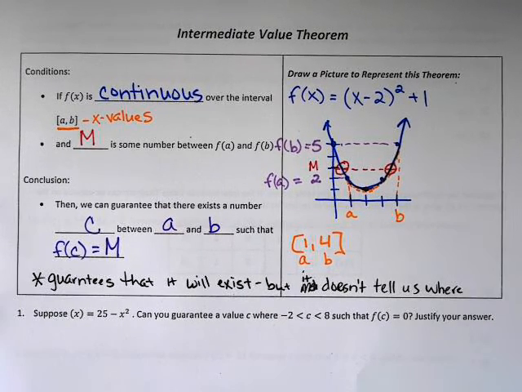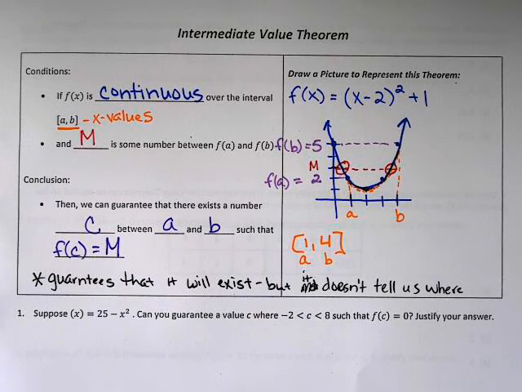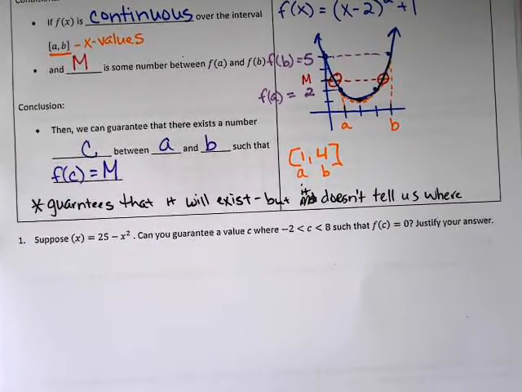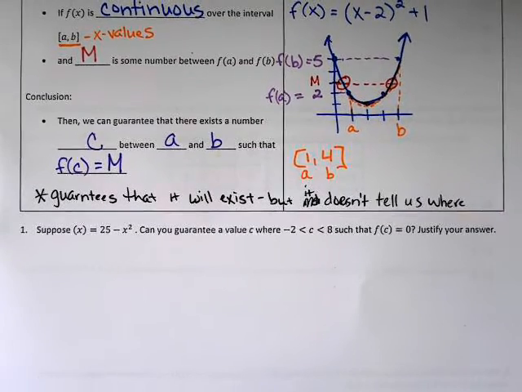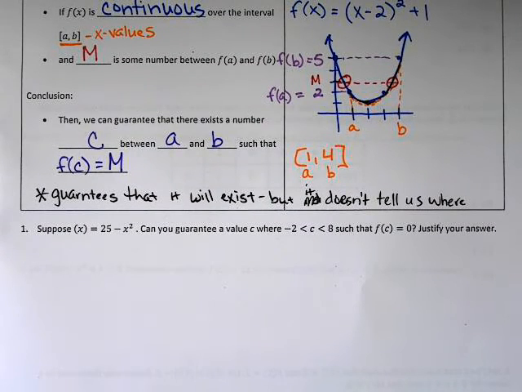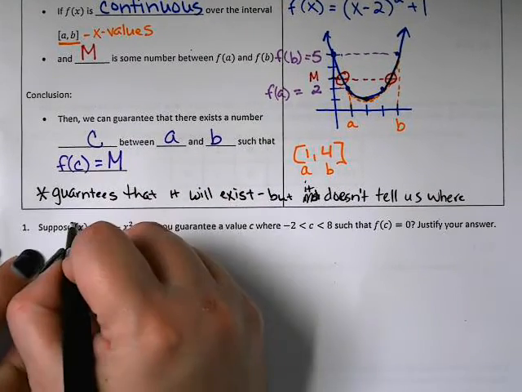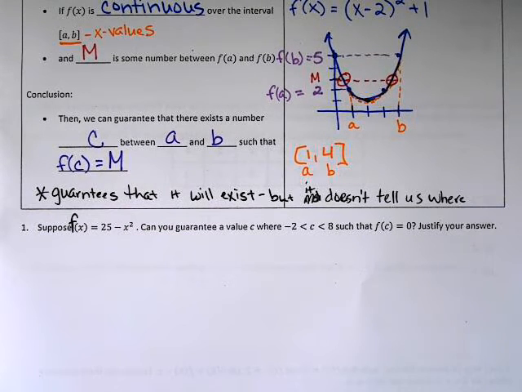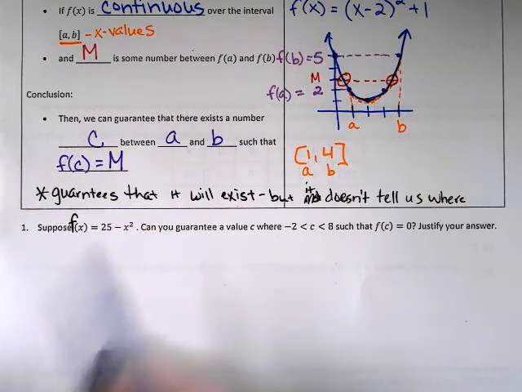Okay, sorry, I screwed that up a little bit, but hopefully you guys were able to follow along with me enough. Let's look at some actual examples and see how this applies to a real example when it comes to either our test in class or even the AP exam in May. All right, so suppose f of x is 25 minus x squared. Can you guarantee a value c where negative 2 is less than c is less than 8, such that f of c equals 0? So the first thing we want to think about is this is a parabola.